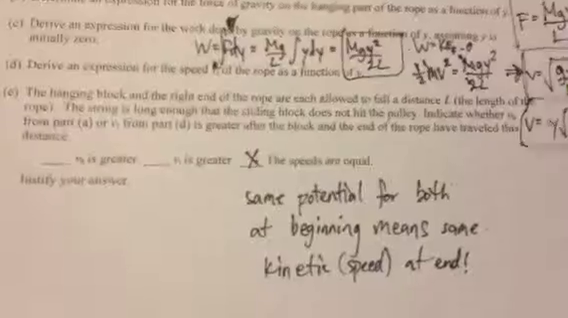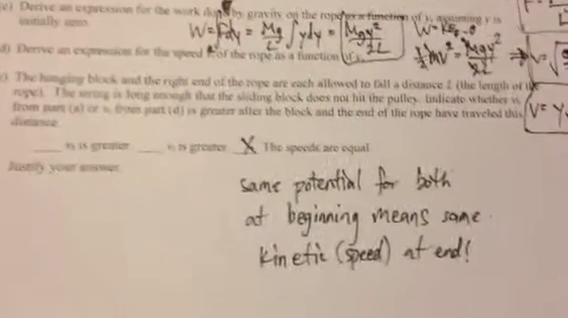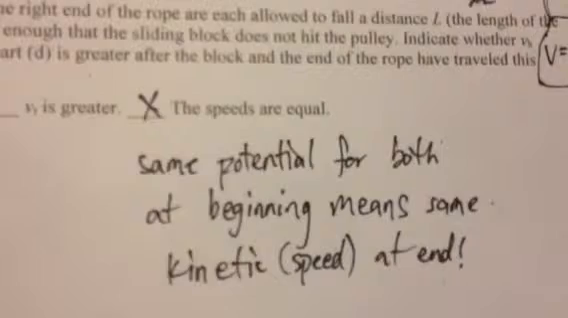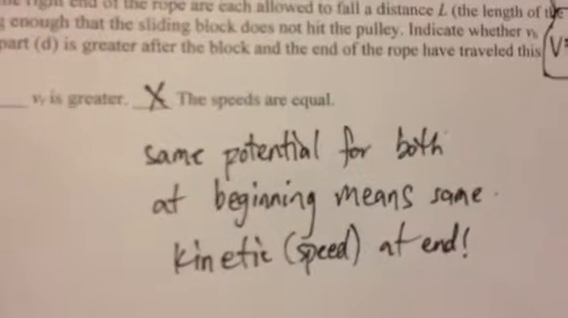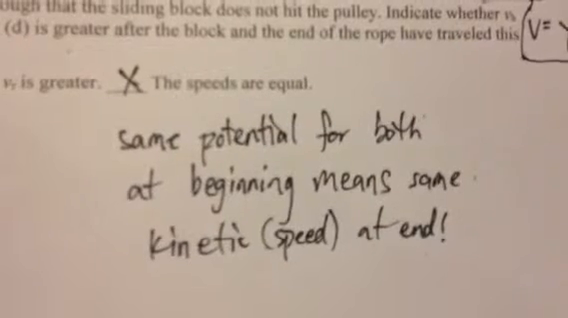At the bottom, the question asks you about the speeds of the two different systems, and you might be tempted to say that the block is faster, or you might be tempted to say that the rope ends up faster. The truth is, they both have the same mass, and they have the same distance fallen, and so because they have the same potential at the beginning, that means their speeds at the end, and their kinetic energies at the end are going to be the same.